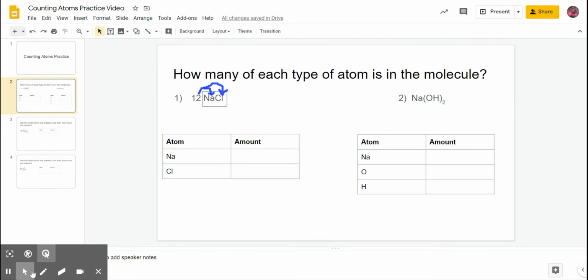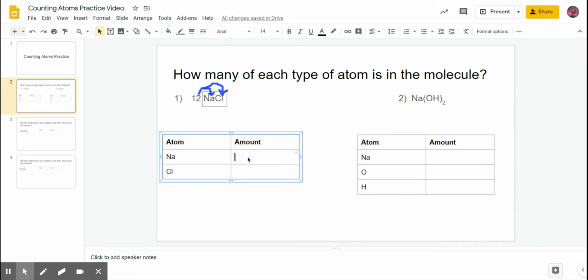Alright, so with that, I can say Na is going to have 12 total atoms, because 12 times 1 is 12, right? And when there's no subscript, I assume it's just a 1. Same goes for Cl. 12 times 1 is 12, so we're golden there. Alright, now let's take a look at problem number 2.